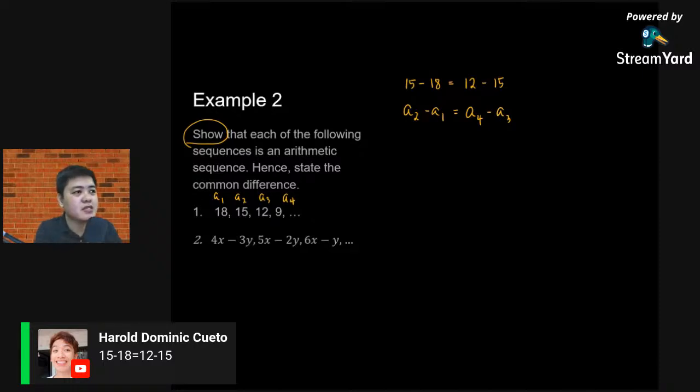Now, this is one way of showing that this is an arithmetic sequence. So since this is correct, a sub 2 minus a sub 1 is equal to a sub 4 minus a sub 3. Therefore, the sequence 18, 15, 12, and 9 is an arithmetic sequence.